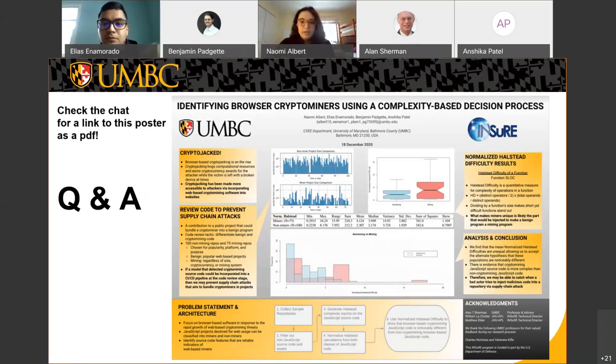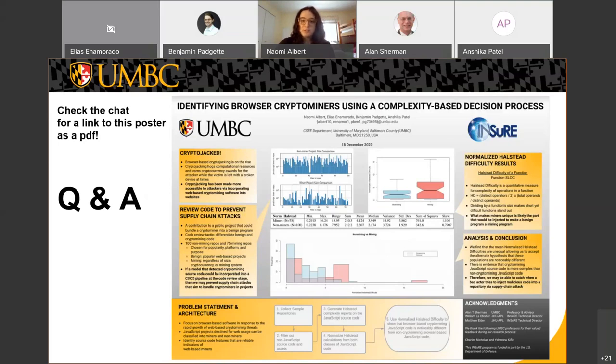Okay, so some of these graphics are really important. We felt that they were probably the best advertisement for our poster and our paper. The box and whisker plot is a very effective depiction of what the Halstead complexity looks like, and the glaring difference in the miners versus the non-miners. The third quartile in the miners is just so much higher than in the non-miners. And then in the analysis and conclusion, we see that most of the non-mining repositories have a lot lower complexity, which was something we thought was important to note.